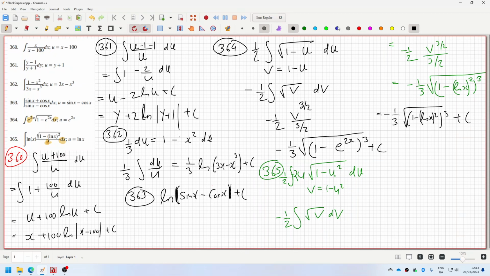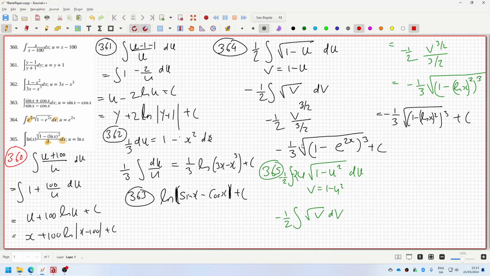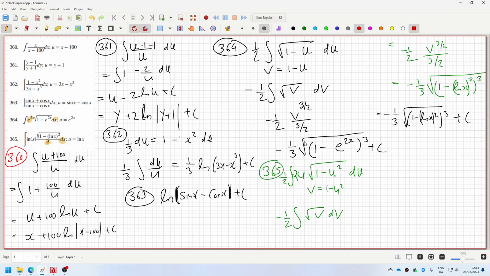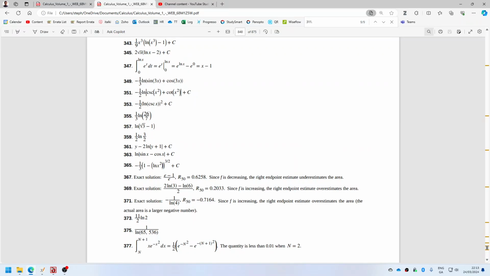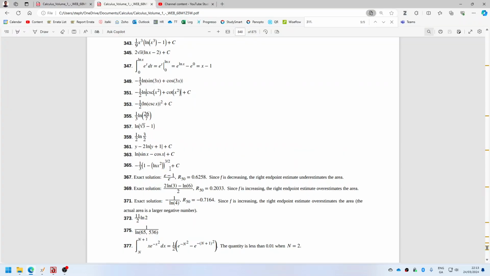Let's check the answer for 365. Minus 1/3, 1 minus log x. I think they put the square in the wrong place. The square should be outside the bracket, I think. And then, yeah, I'll open a ticket about the answer for 365. The square is on the log, not the x.